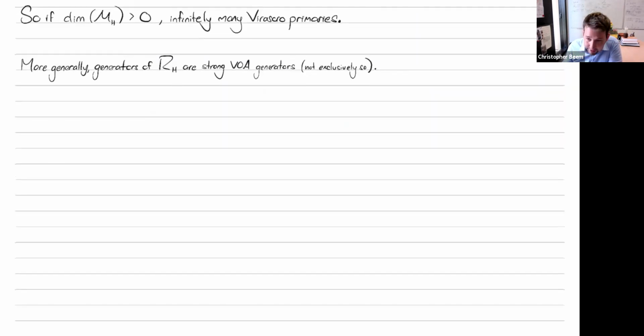And more generally, via a similar selection rule argument that I won't spell out this time, the generators of the Higgs branch chiral ring, remember that the Higgs branch operators form a commutative ring, the Higgs chiral ring, and the generators of that, in the sense of generators of some finitely generated commutative ring, are necessarily strong generators in the sense that we reviewed last time. So that means that these things don't arise as normally ordered products of any other operators in the vertex algebra. This is not exclusively the case, so there can be other operators that also give you strong generators, but the Higgs branch generators definitely do.